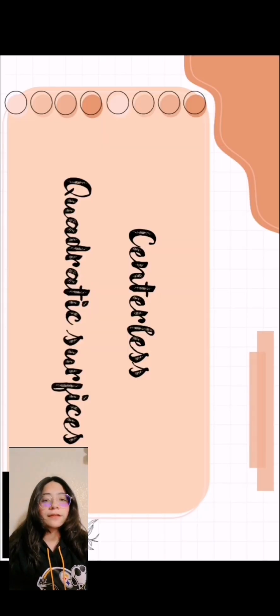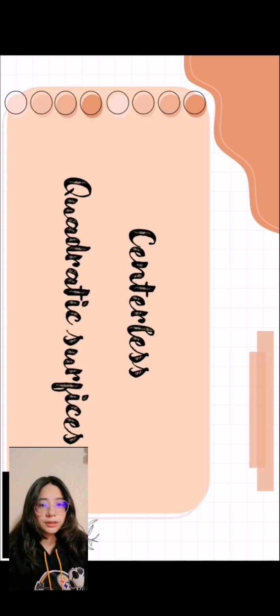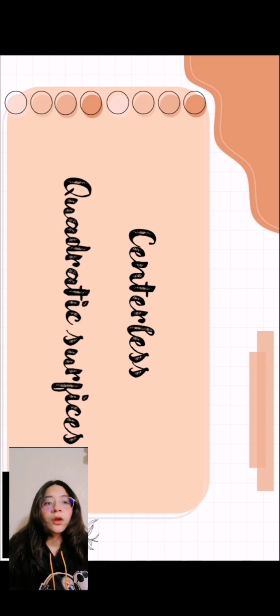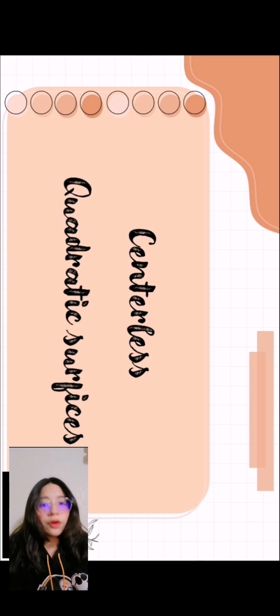On the other hand, we have the centerless quadratic surfaces. These surfaces are different from the others because in this case we only have one linear term and the other two variables are quadratic terms, with the linear term being equal to the sum of the quadratic terms, and this sum always has to be positive. If the result is negative, we have to multiply the equation by -1.